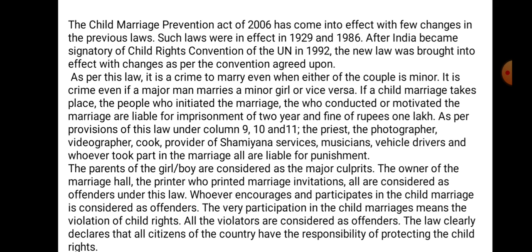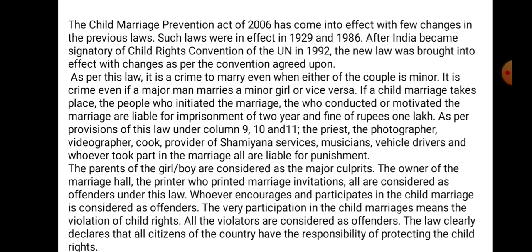As per the provisions of this law, under sections 9, 10 and 11, the priest, the photographer, the videographer, the cook, the provider of Shamiana services, the musician, vehicle drivers and whoever took part in the marriage are all liable for punishment. The parents of the girl or the boy are also considered as culprits. The owner of the marriage hall and the printer who printed the marriage invitations are all considered as offenders under this law.